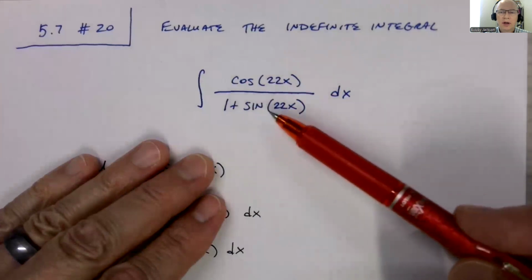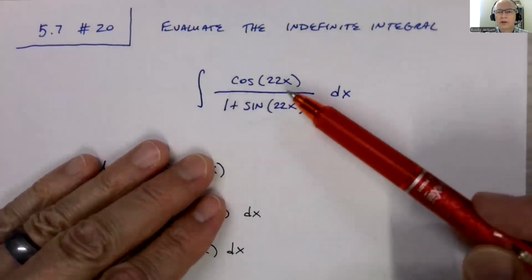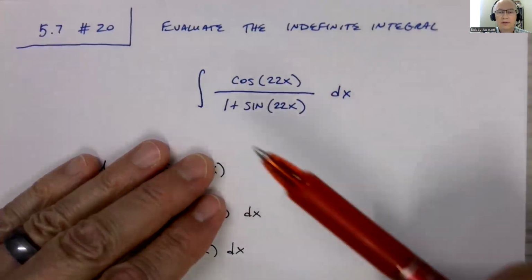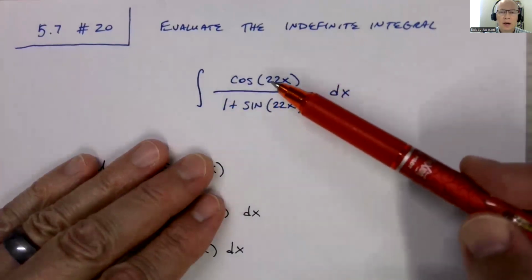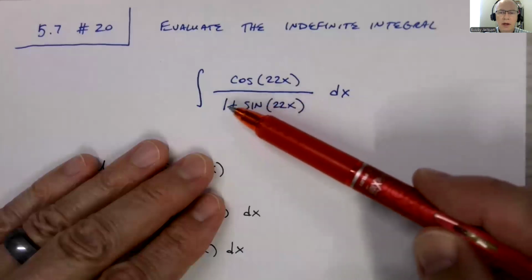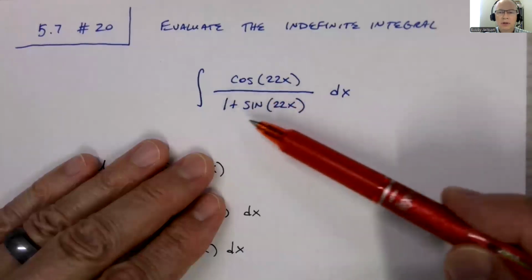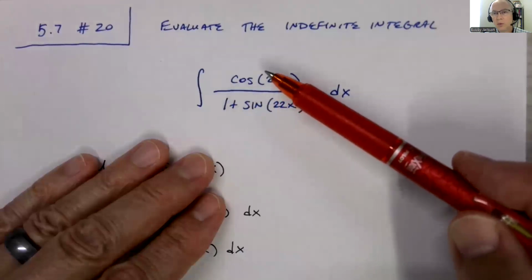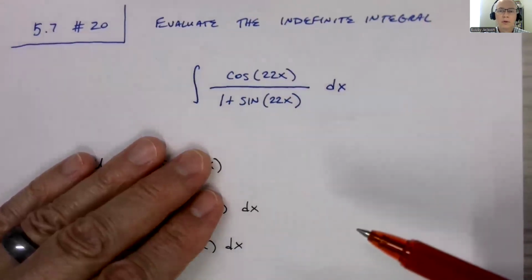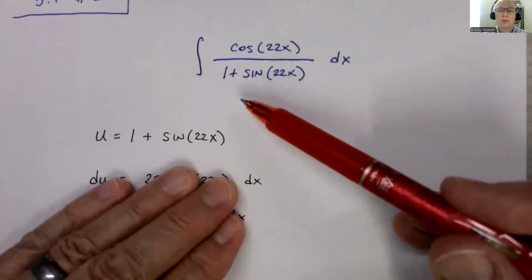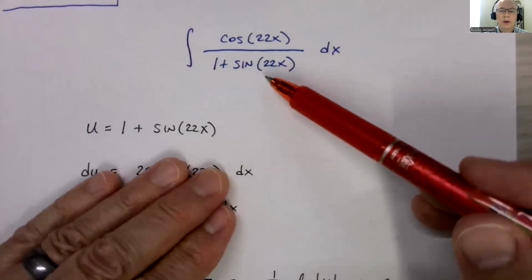We generally look for a composition of two or more functions and choose the u to be the inner function. Doesn't seem like we have that, but remember, if I choose u to be the denominator here, that's a possibility, because then the outer function is 1 over u, and we do know what the antiderivative of 1 over u is. So that's what I'm going to choose. I'm going to choose u to be 1 plus sine of 22x.